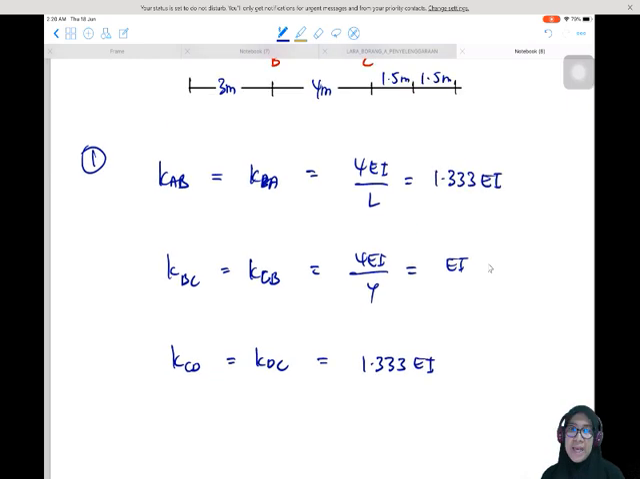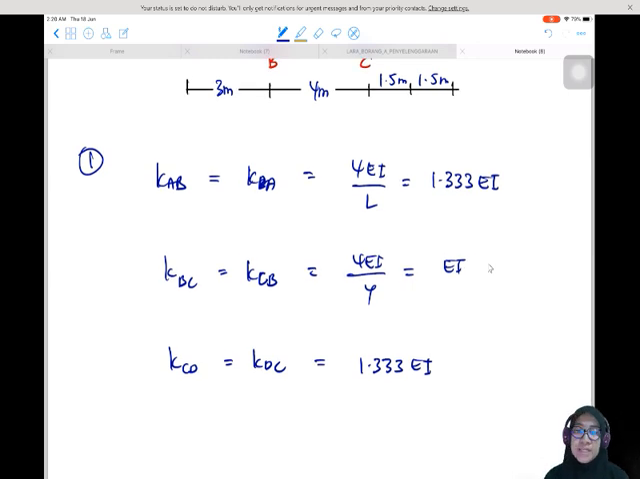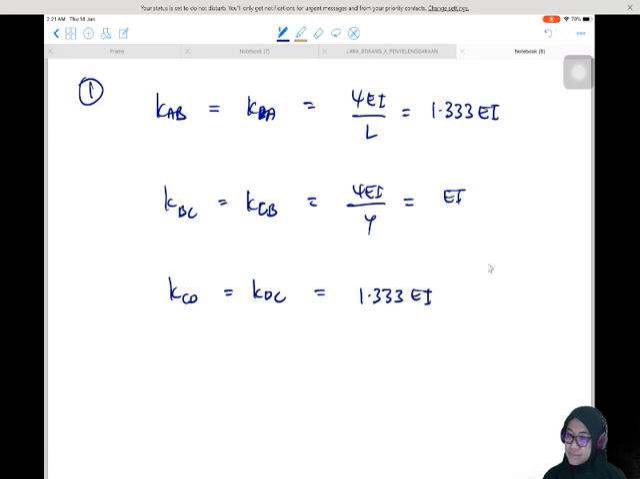So we have three values of stiffness factor because we have three elements. Remember that stiffness is for element. After this, we will move to the next part. We will calculate the distribution factor.